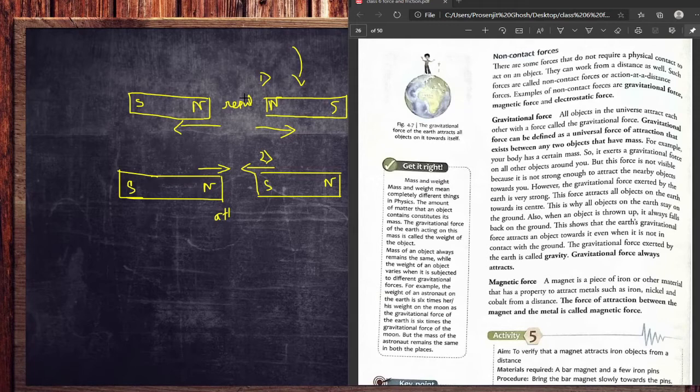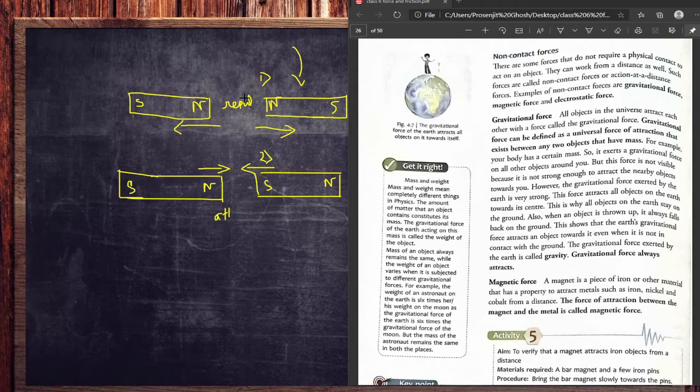So there are two types of magnetic forces. Remember that: the first is the attraction force, the second is the repulsion force, and both are non-contact forces.